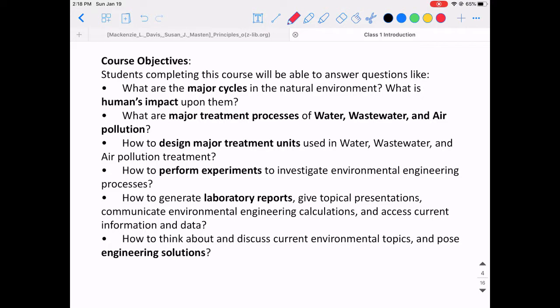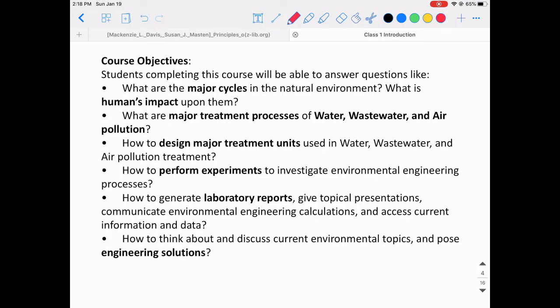After the completion of this class, you should be able to answer questions, for example, what are the major cycles in the natural environment? What is the human impact upon them?